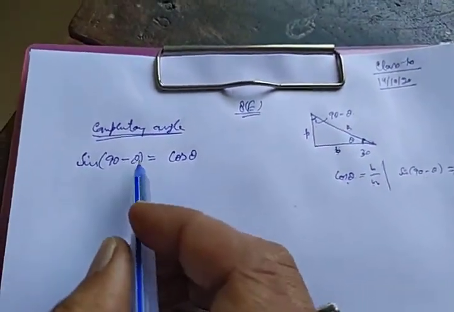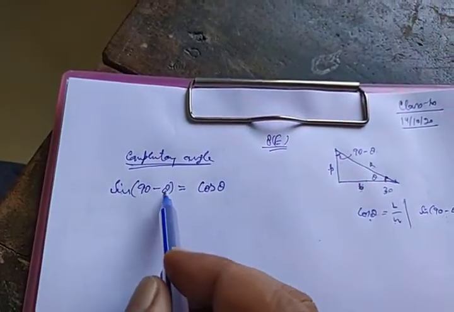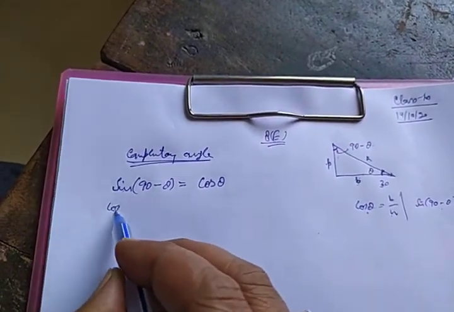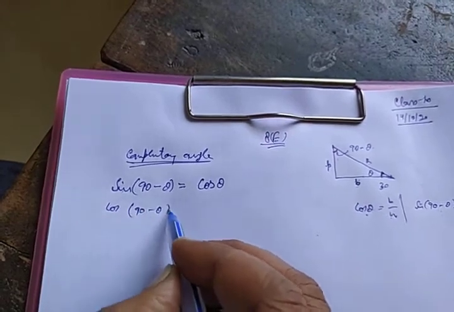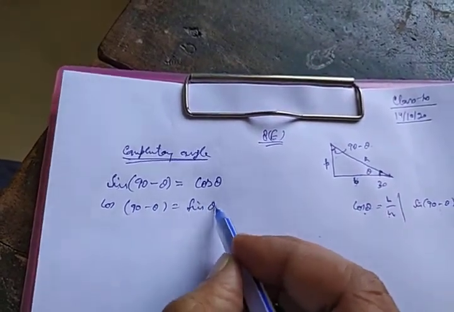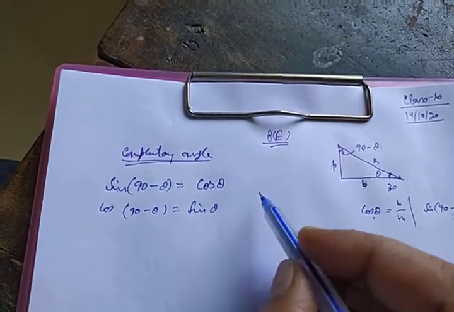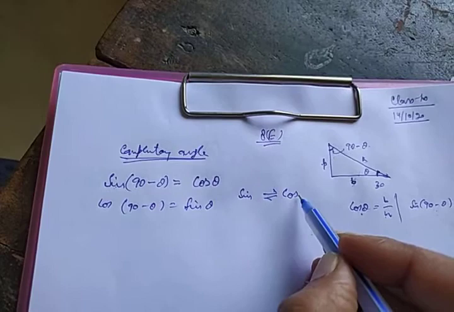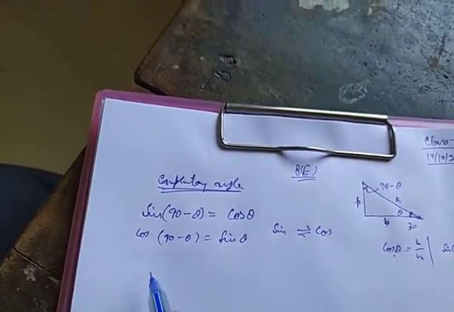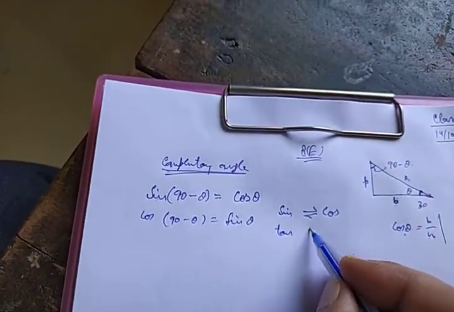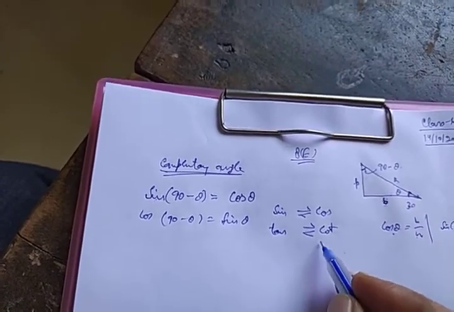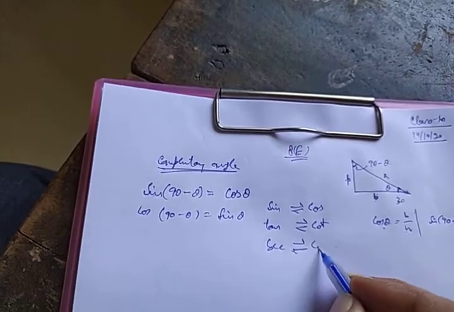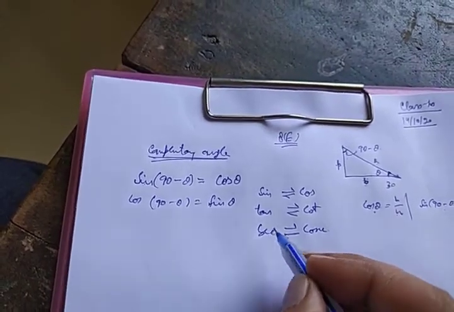Or taking as a rule, if it is sin 90 minus theta, sin would be changed to cos, and cos 90 minus theta would be equal to sin theta. The formula you are getting is sin will be changed to cos and cos would be changed to sin. Tan would change to cot and cot will change to tan. Sec will change to cosec and cosec will change to sec.